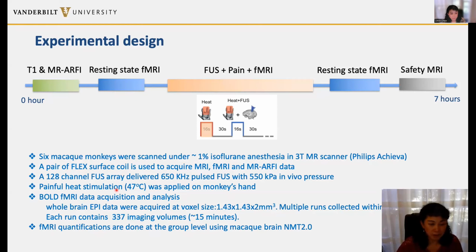The heat stimulation is 47 degrees C applied on the monkey's hand. This temperature will elicit a heat painful sensation in humans. The whole brain functional MRI data are analyzed in MATLAB and FSL using the macaque monkey atlas. The functional data are acquired at a high resolution of 1.43 by 1.3 by 3 millimeter cubic size. All the quantification is done at the group level.